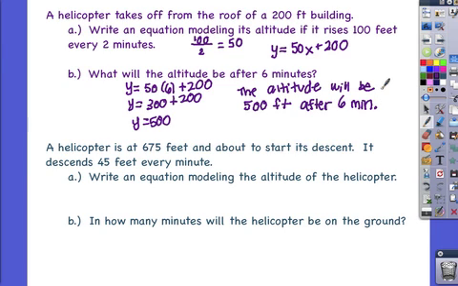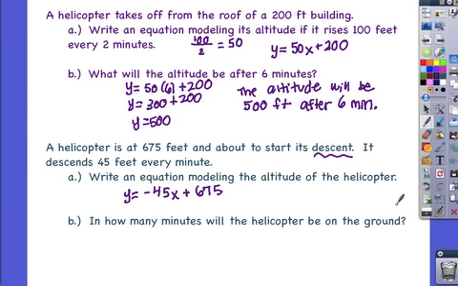You try the next question on your own, so pause the movie and resume when you're ready. A helicopter is at 675 feet and about to start its descent. It descends 45 feet every minute. Write an equation modeling the altitude of the helicopter. In this case, the helicopter is going down, so our rise is actually negative. Therefore, our slope is negative 45, and we're starting at 675, our y-intercept.